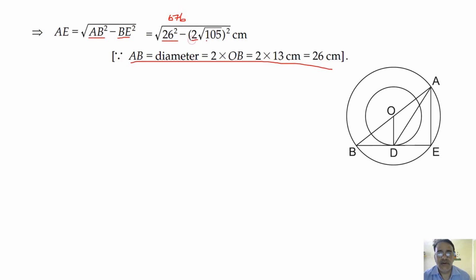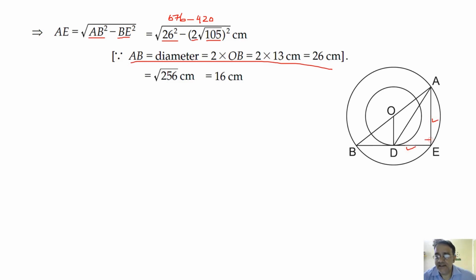and 4 into 105 will get 420. Okay, if you subtract, what will you get? 256. Very good. What is the square root of 256? 16 centimeter. Very good. So we got the value of AE. See, DE is already with us, root over 105. Now we got AE.